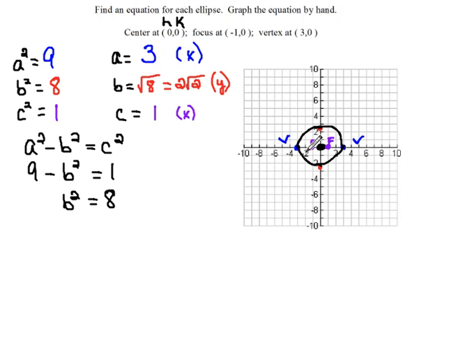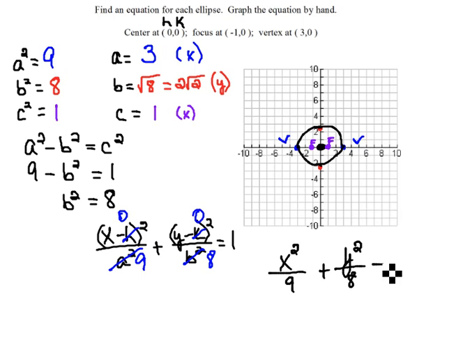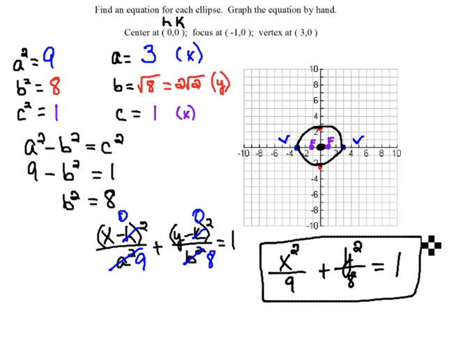Because this is elongated in the x direction, it's going to follow the formula that says x minus h squared over a squared plus y minus k squared over b squared equals 1. And we can put in all the things that we know. We know that h and k are both 0. We have listed out here that a squared is 9 and b squared is 8. So that makes our equation x squared over 9 plus y squared over 8 equals 1. And there's the equation of our ellipse.